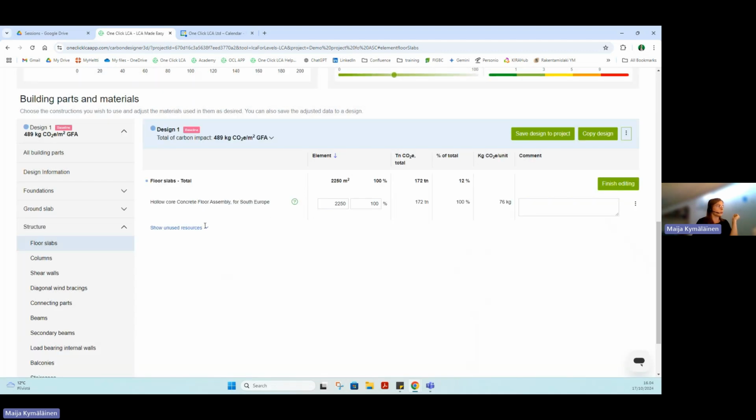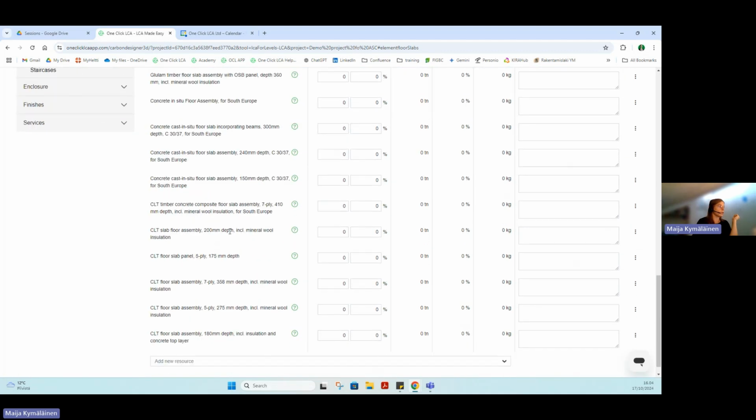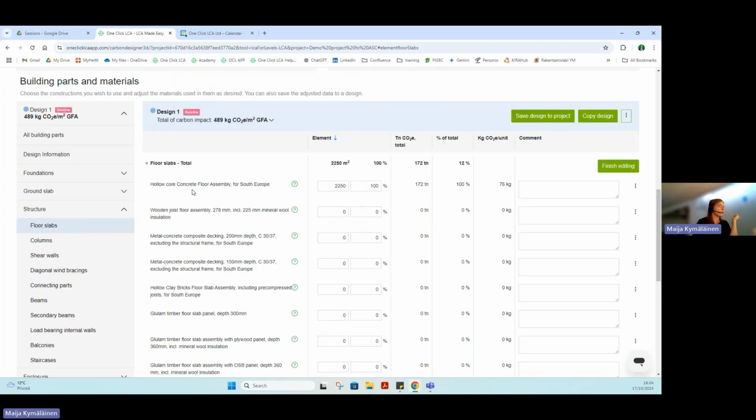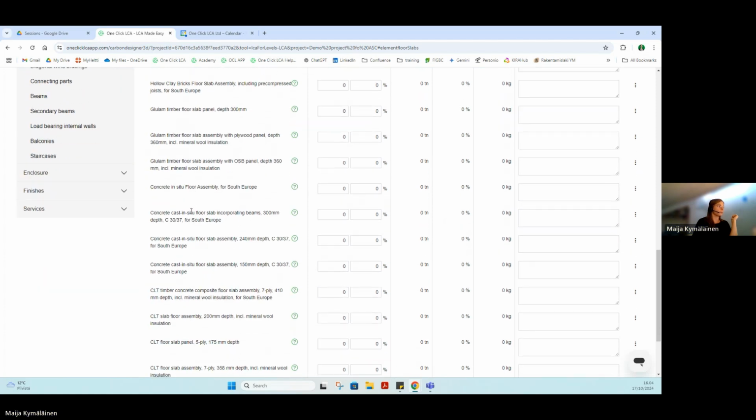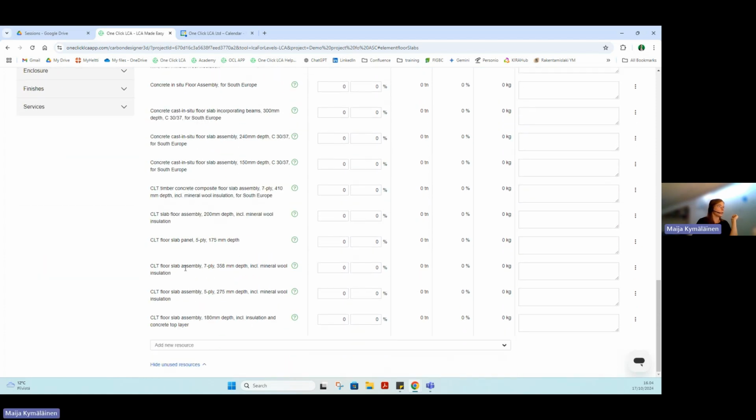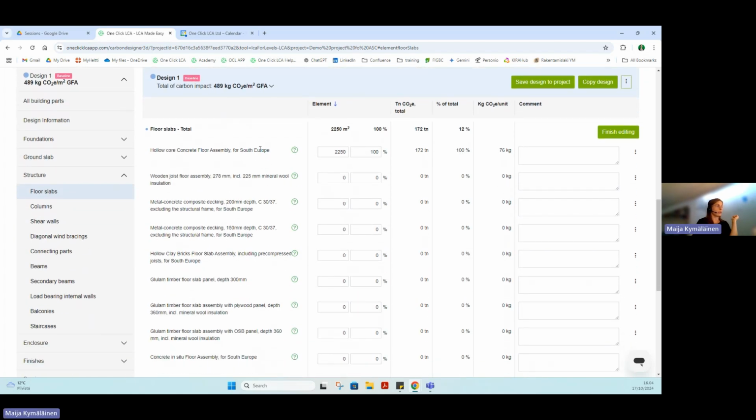But we can also go to show these unused resources, and then it gives us a list of what we could do. One thing we could do is choose a completely other one. We could choose, for example, a wooden floor, a metal concrete composite decking, or something else. If we would want to change, for example, to CLT floors, we could do that. Let's just take this first option as an example.